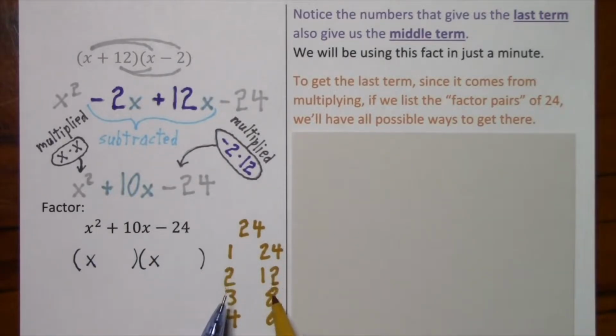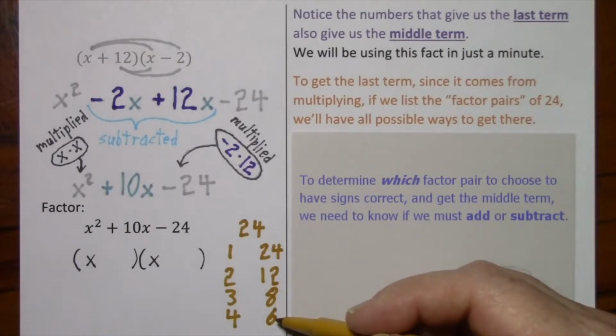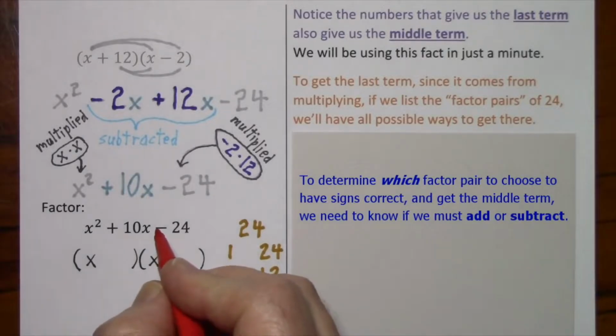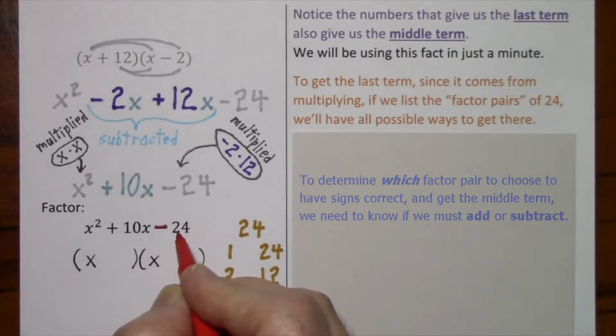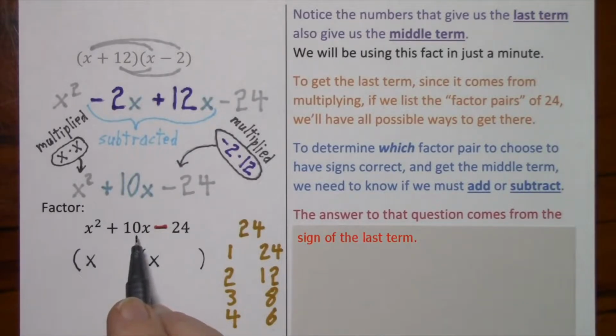To determine which factor pair to choose, have signs correct, and get the middle term, we need to know if we should add or subtract. The answer to that question comes from the sign of the last term. Since this last term is the result of multiplication and it's negative, we multiplied positive times negative or negative times positive. In either case, the signs are different. So the middle term must come from subtraction.